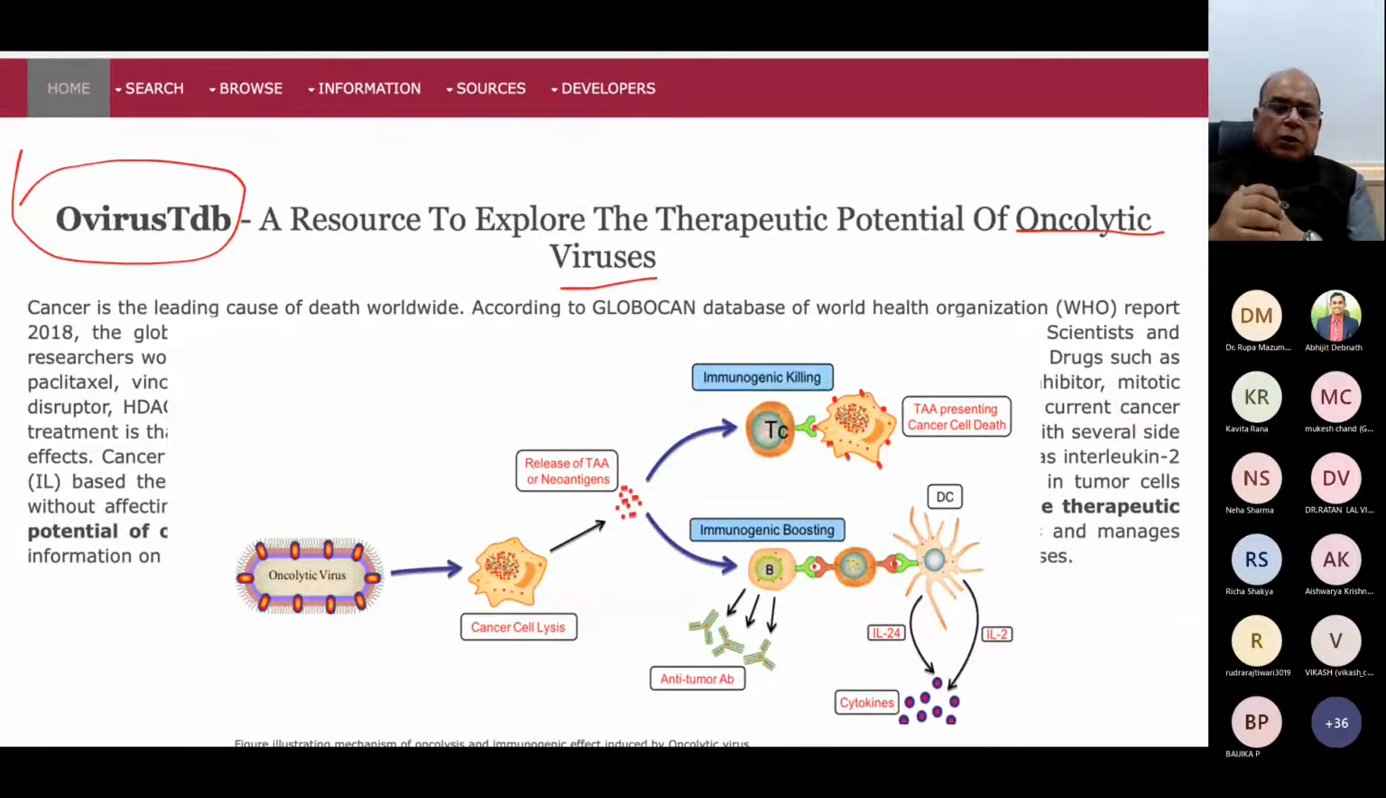Though a lot of literature is there on oncolytic viruses, no database was available on oncolytic viruses. So what we did, we collected and compiled this information and created this database. So anybody working in the field of oncolytic viruses, or wanting to use the viruses for treatment or vaccination purposes, can use this information. It will be utilized by the scientific community.